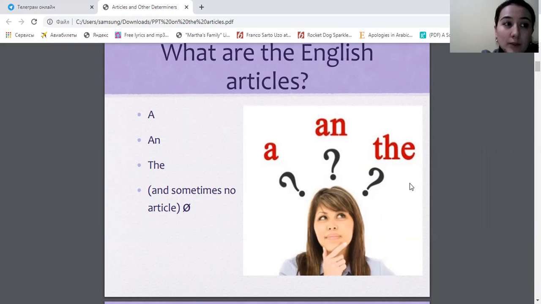So that's why sometimes for Uzbek people and Russian people, it can be not fully understandable, because there is no equivalent of articles in our languages. So this means that there are three types of articles in the English language, and also sometimes there are situations where no article is used.